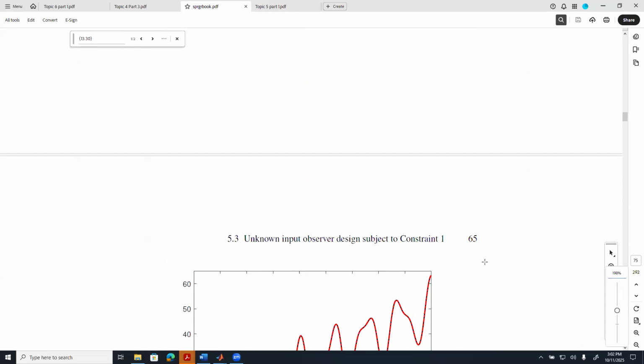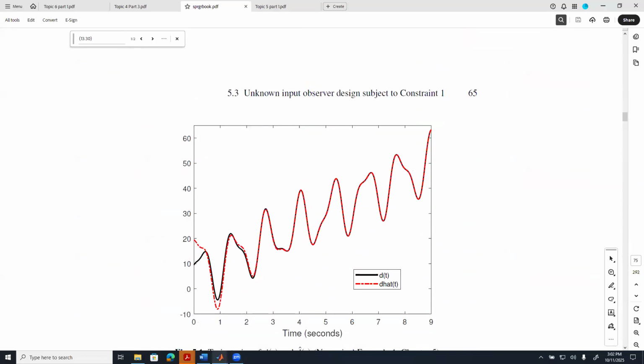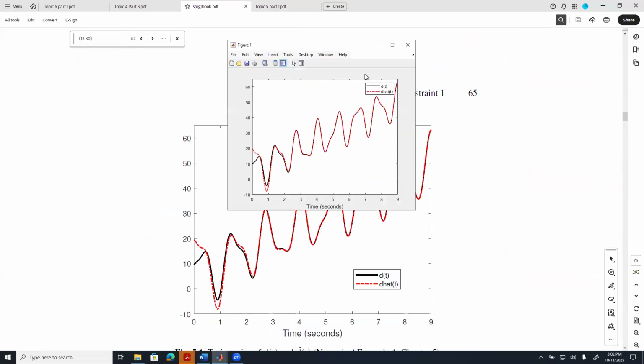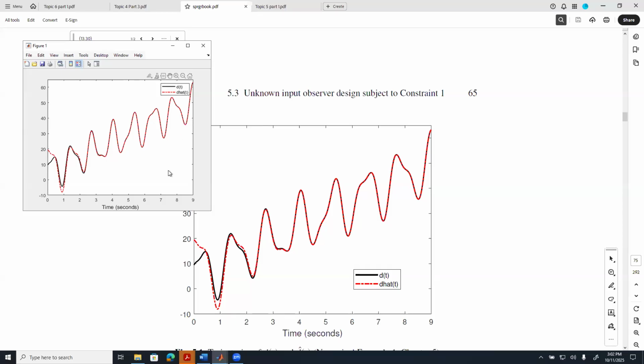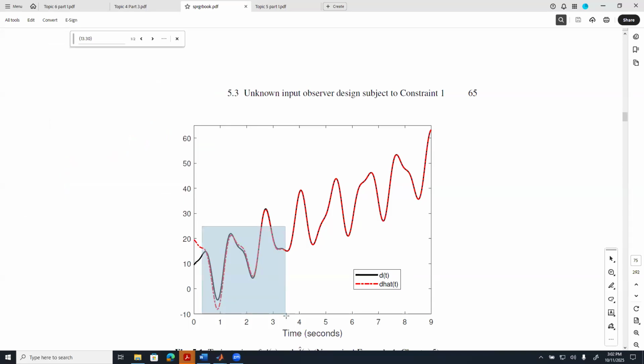Okay. Now, let's see, it's from MATLAB. There, that's the simulation figure itself. We observe in here that the time it takes for the estimation of the unknown input to converge asymptotically to the true unknown input is a little bit longer, as you can see, taking something like about 4 seconds.